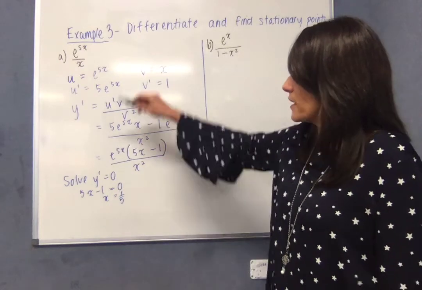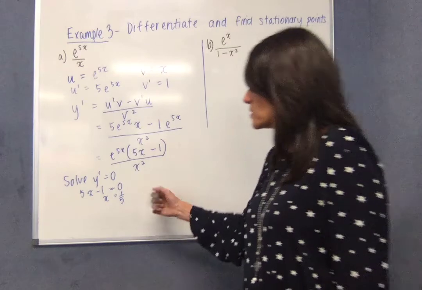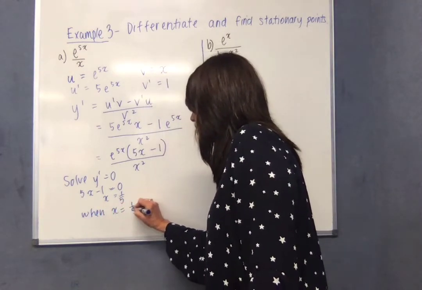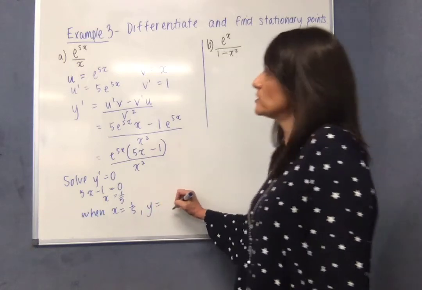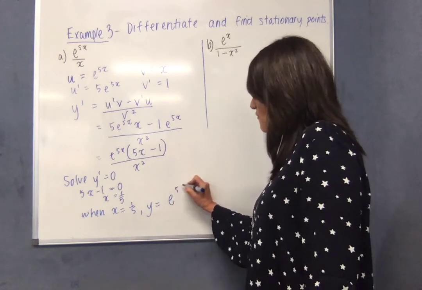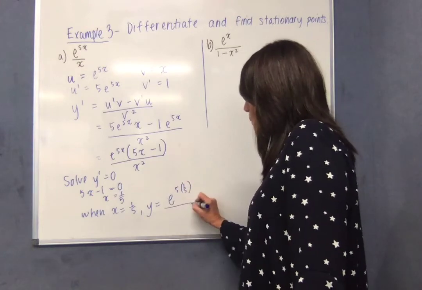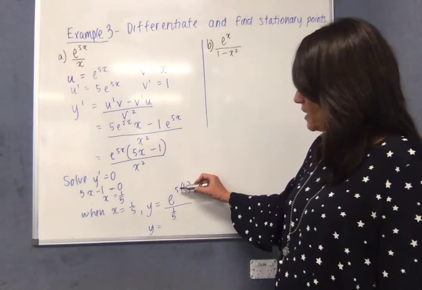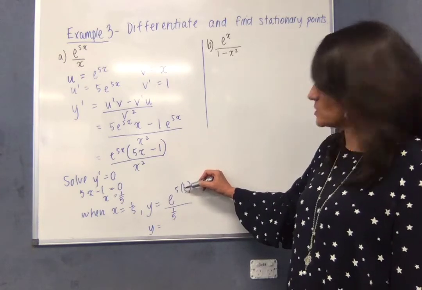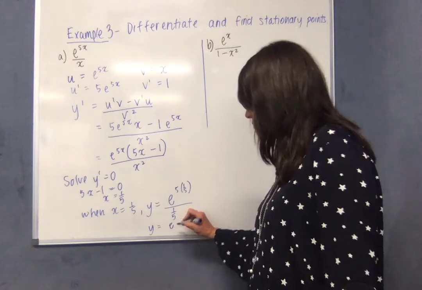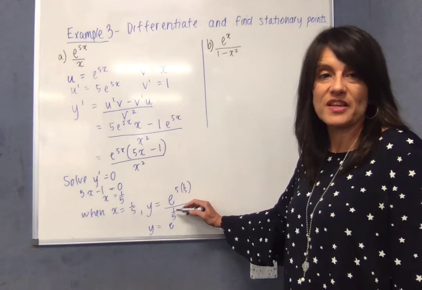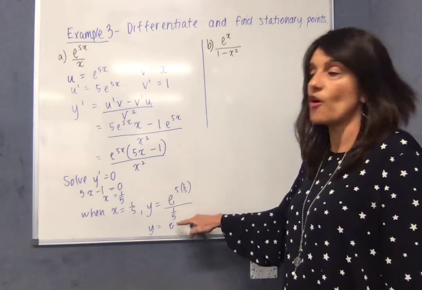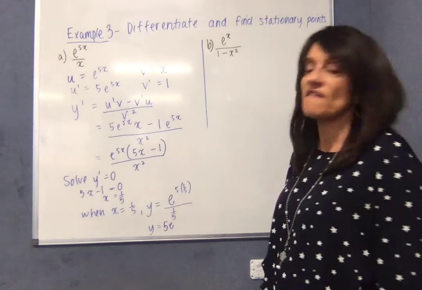Now substituting back into our original function, when x equals 1/5, y is going to be e to the power of 5 times a fifth all over 1/5. So y is going to be, 5 times a fifth is just 1, so that's going to be e. Now when we divide by a fifth, that's the same as multiplying it by its reciprocal, which is 5 over 1, so this will give us 5e.